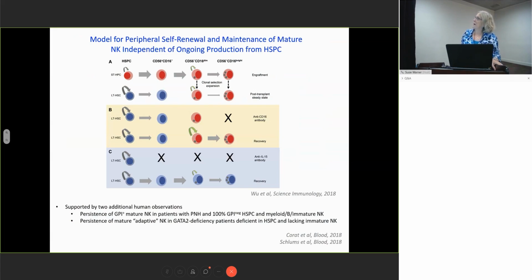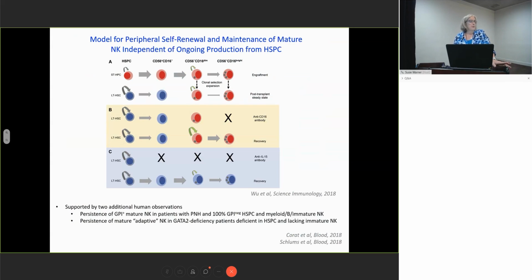So we come up with a model for peripheral self-renewal of mature natural killer cells independent of ongoing production from hematopoietic stem or progenitor cells. We did a bunch of depletion studies in the paper to suggest that these are probably arising very early from short-term hematopoietic stem or progenitor cells, but that they can then persist and be peripherally expanding and proliferating.